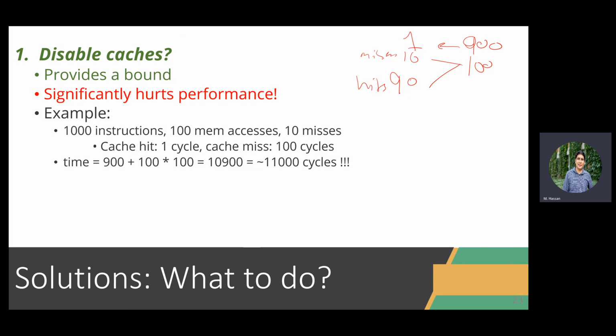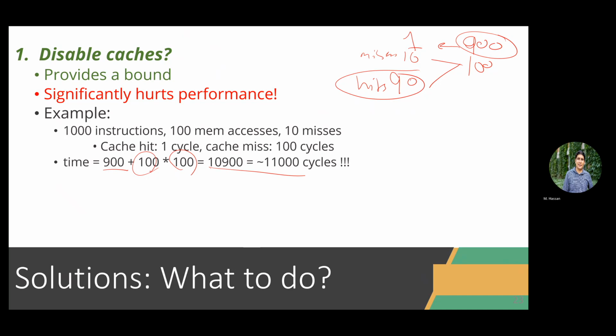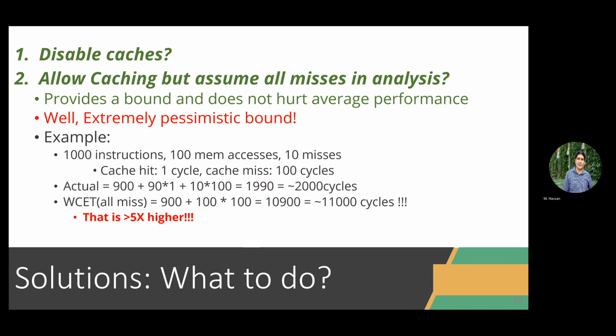If I don't have caches, what is going to happen? Well, there is no concept of hits at all, right? So everything is going to be a memory access time. So my time now would be, well, 900 for the non-memory instructions, and then 100 accesses multiplied by 100 cycles. This basically gives this number, right? What would be my actual, so this is basically my worst case execution time, right? So this is my worst case execution time.